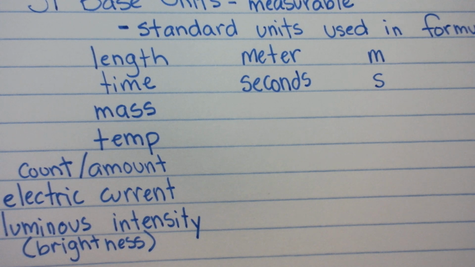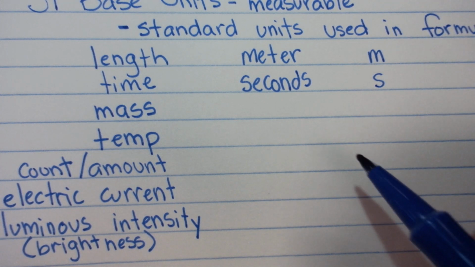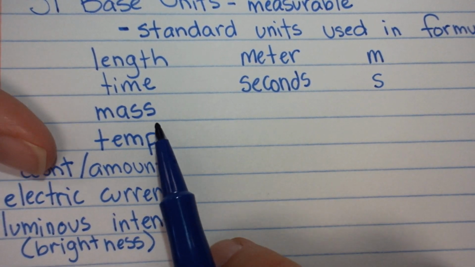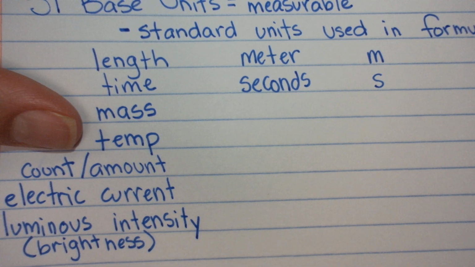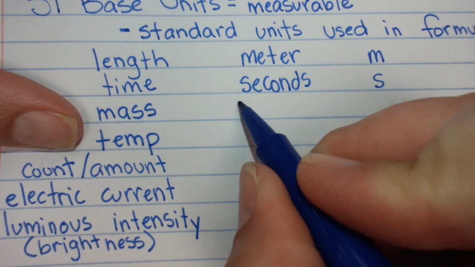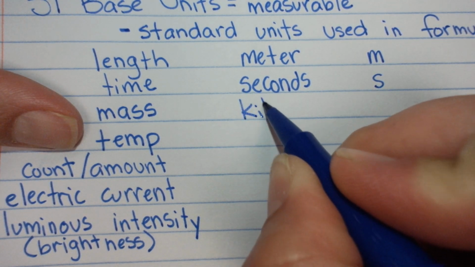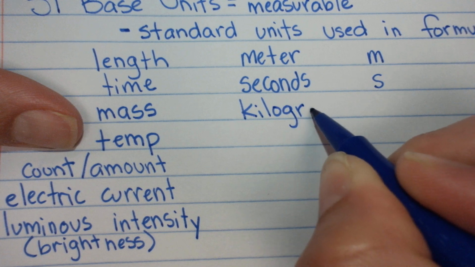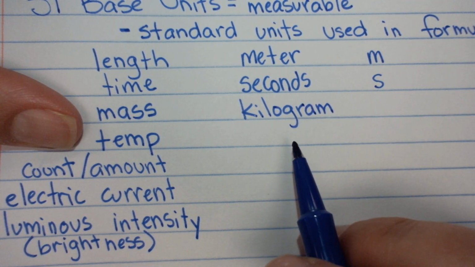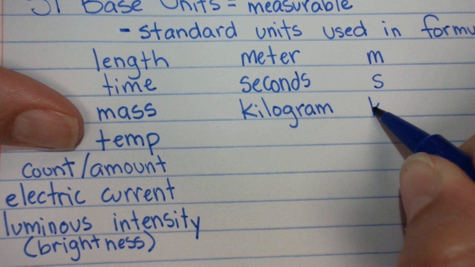And then temperature. Temperature might throw... Wait, we didn't do temperature. Mass. Wrong order. What do you think we measure mass in? I didn't hear anybody whisper it, but mass is sort of the exception to the rule. The standard unit for mass is a kilogram. So it is kg.